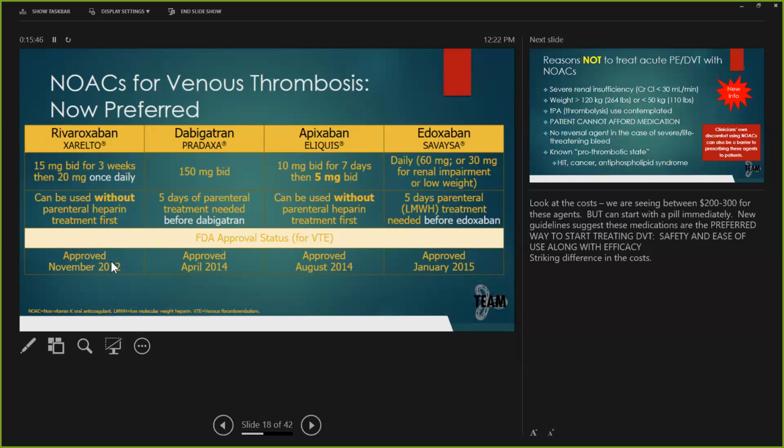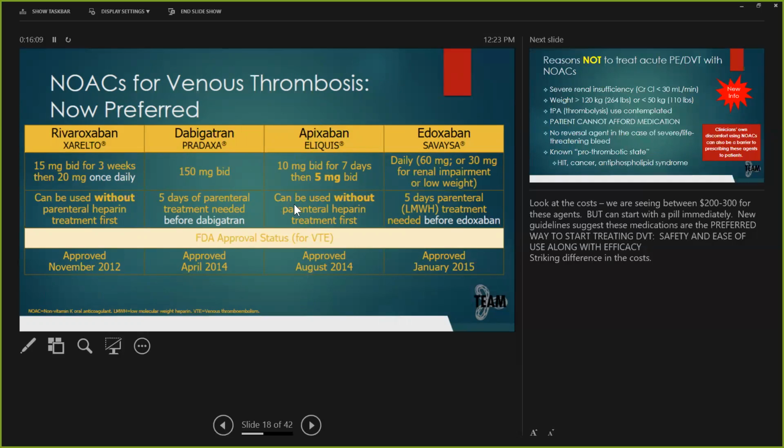With rivaroxaban or Xarelto, you don't need any parenteral heparin for these patients. You can directly start them. The way we start is Xarelto 15 milligram PO BID for 3 weeks, and then you put the patient on 20 milligram daily. And this got approved in November of 2012. And since then, we've been using this.